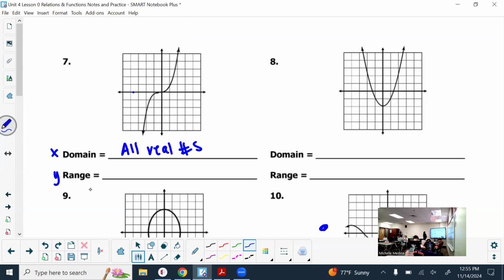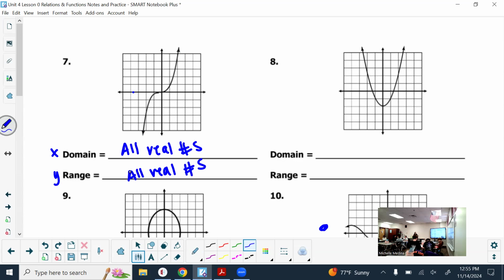For the range, all the y's, it goes up and down. Does it look like it's going infinitely up? Does it look like it's going infinitely down? So all real numbers for the y as well. Okay. Other questions?